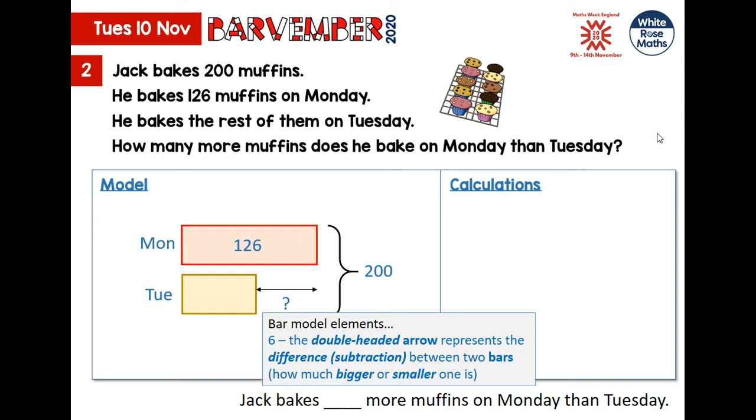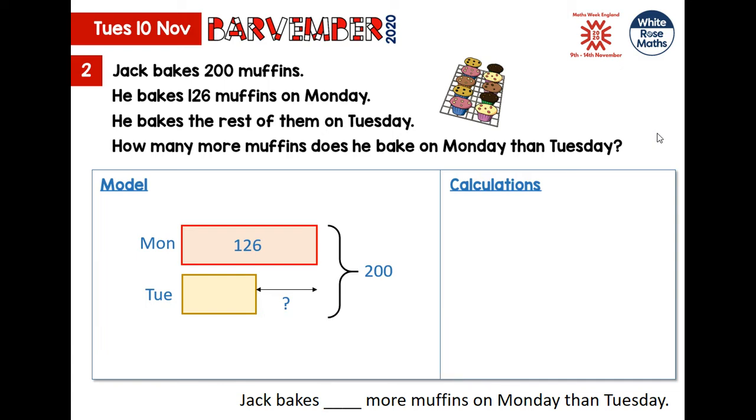And the double-headed arrow here, how many more muffins? We keep seeing the double-headed arrow as the difference between two things. How many more? How much bigger? How much older? How much younger? How much smaller? How many fewer? How much greater? And I'll let you follow the maths through here. There we go.